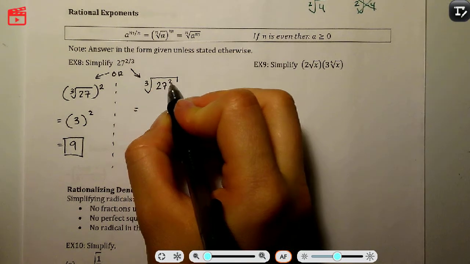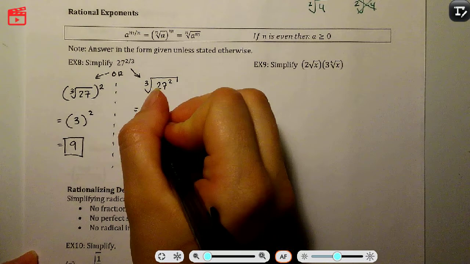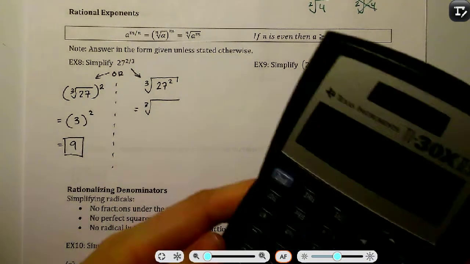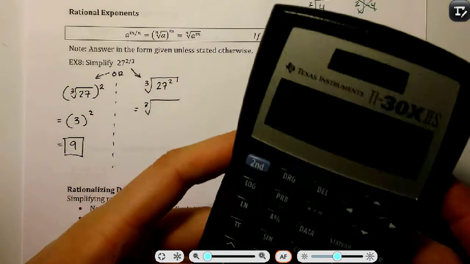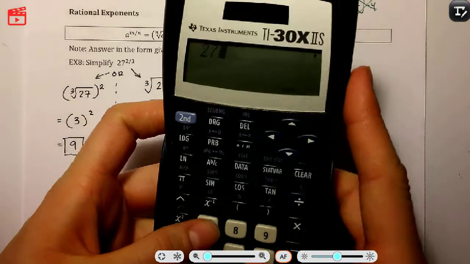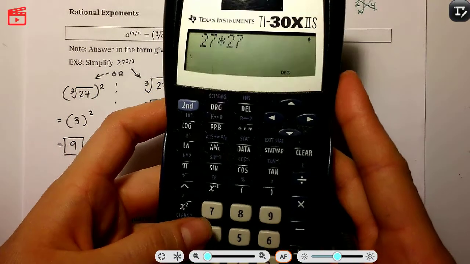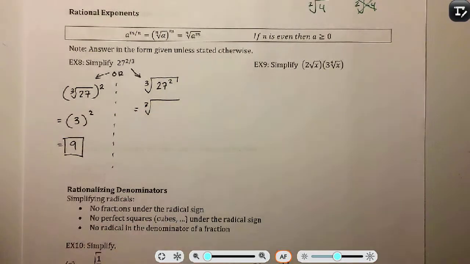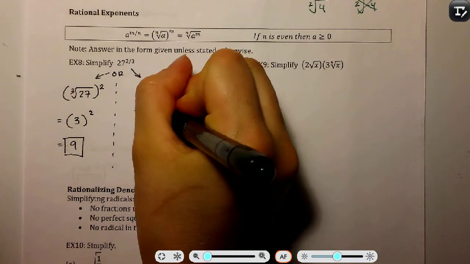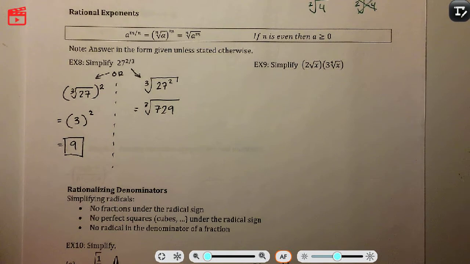Oh, we've got to square 27. I have no idea what 27 squared is. Let me pull out my calculator. 27 times 27. 729. Oh, that is big. And now it's asking me to take the cube root of 729. I have no idea where to start there. I don't know what the cube root of 729 is. Actually, I do. It's going to be 9.